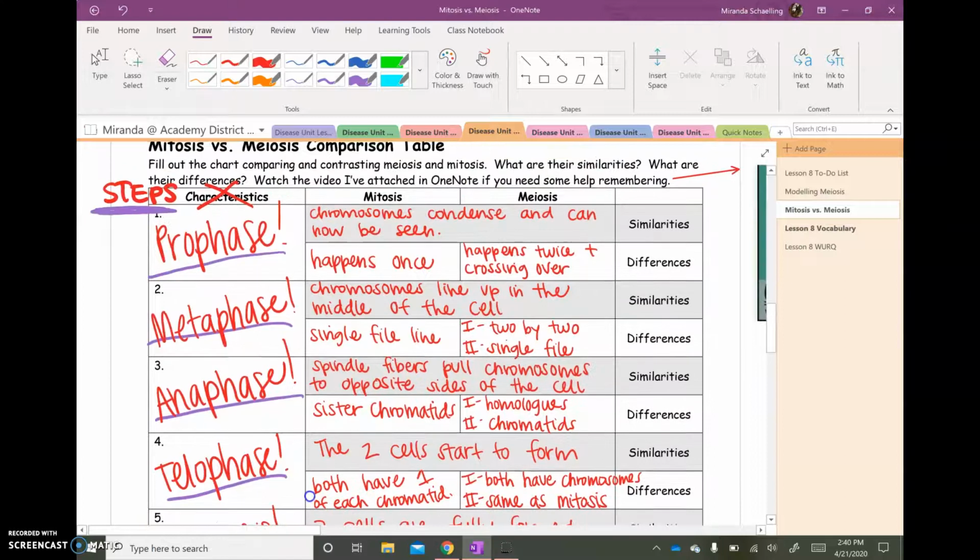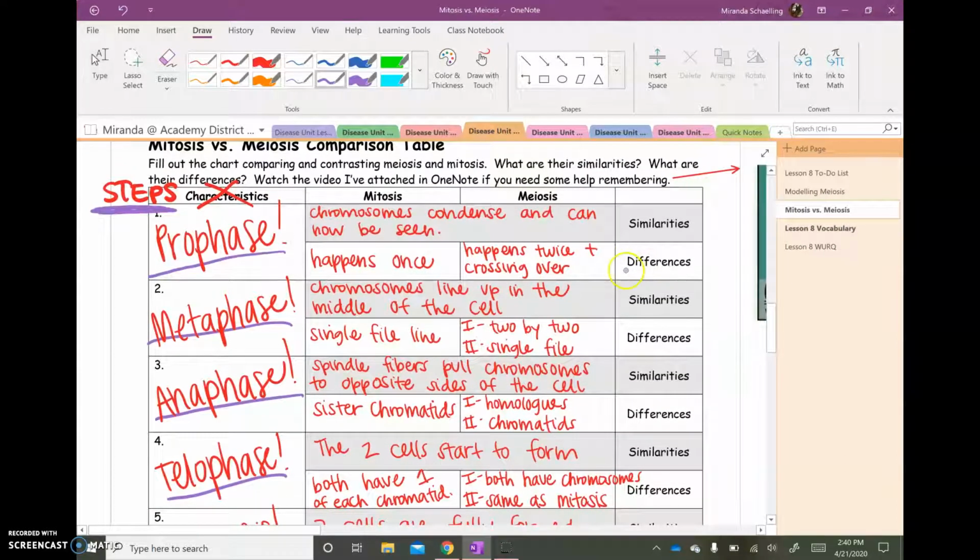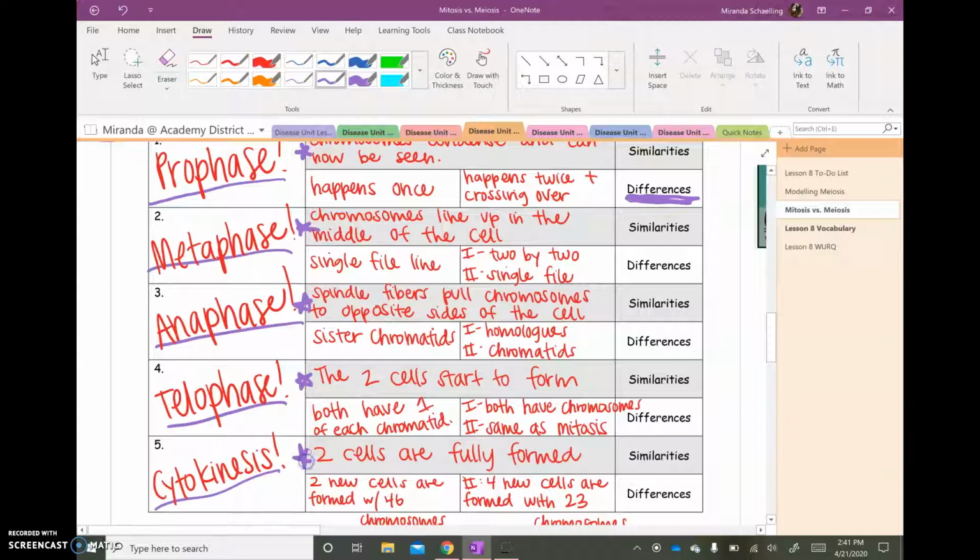Now, something I could write for every single difference. The differences are here in this bottom row. Every time I could write in meiosis, it happens twice. Prophase happens twice, metaphase happens twice, anaphase happens twice, telophase happens twice, everything happens twice. But a couple of big things. This is what's happening in each of the steps.